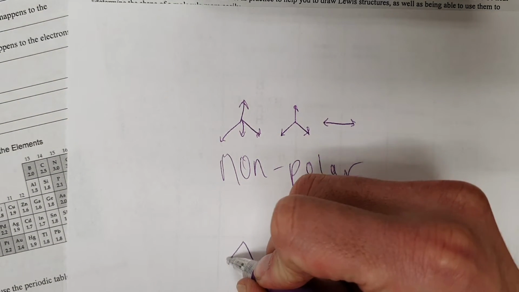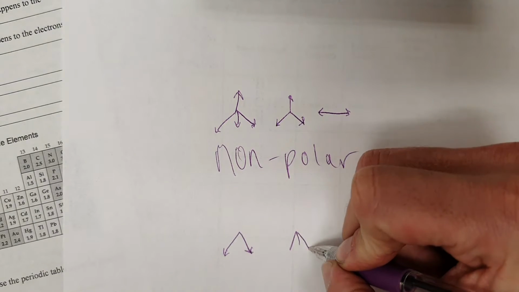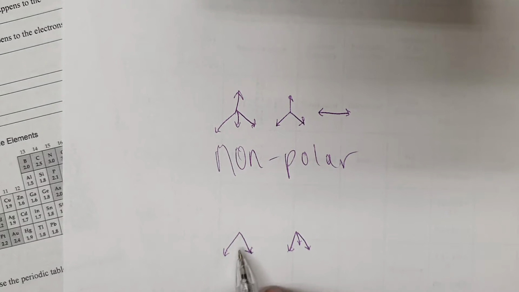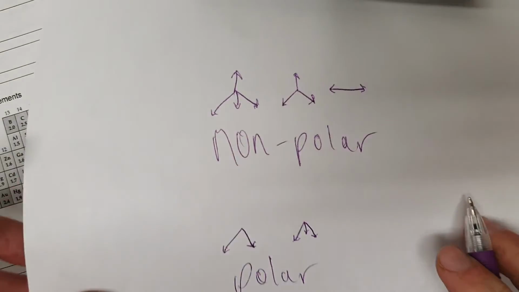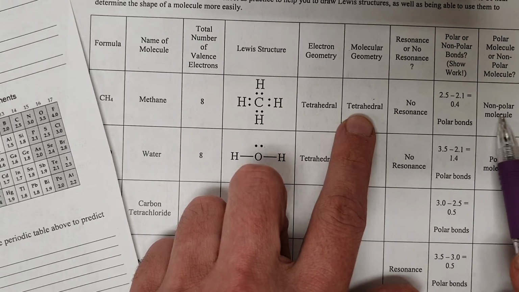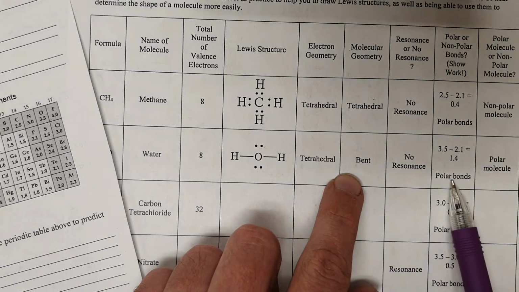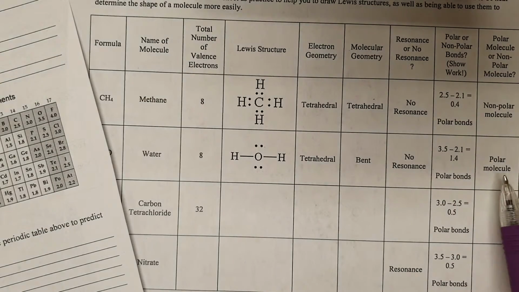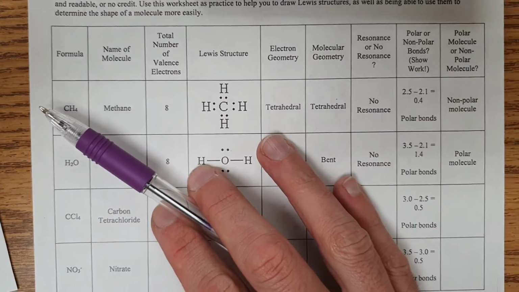Whereas other shapes, such as bent or trigonal pyramidal, which are not symmetrical and don't cancel each other out, if these have polar bonds, the molecule remains polar. That's the reason why a tetrahedral geometry with polar bonds produces a nonpolar molecule. They balance out. Whereas a bent molecular geometry with polar bonds fails to cancel, which means it remains polar. So that's the reason for those answers. Now let's make sure this is properly lined up.